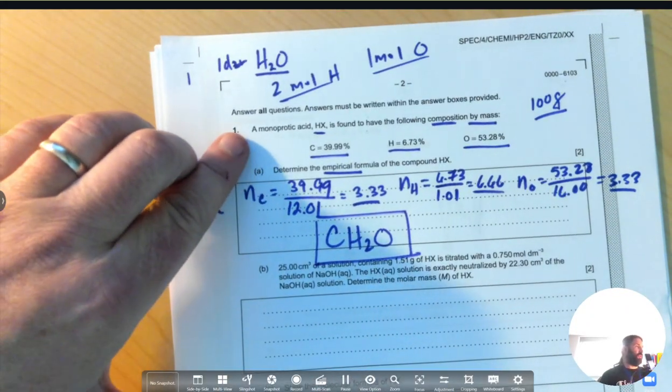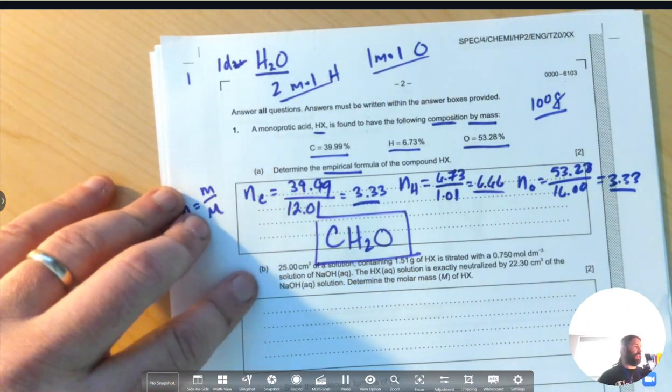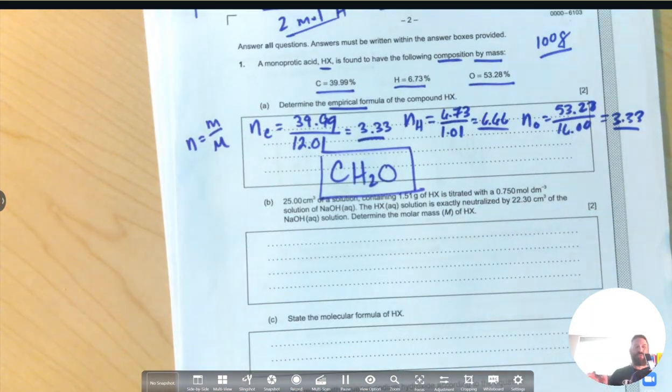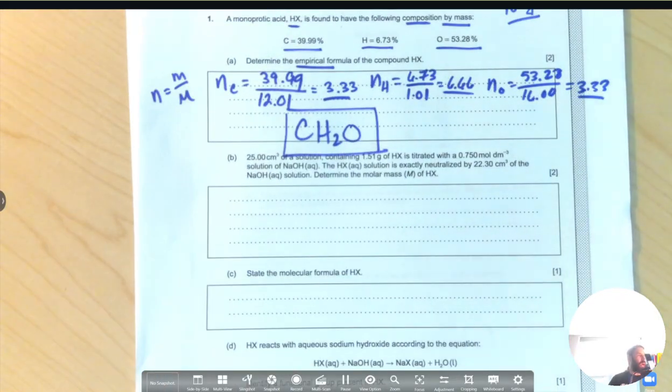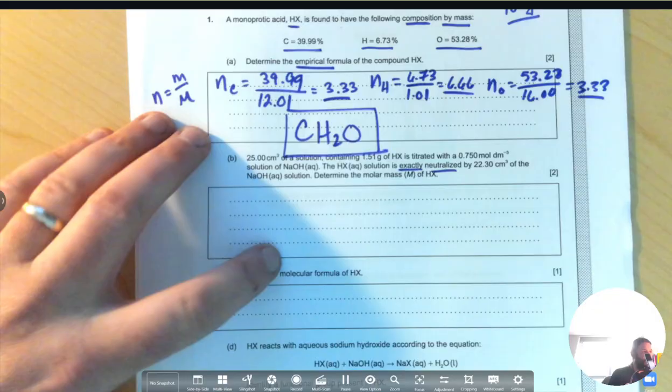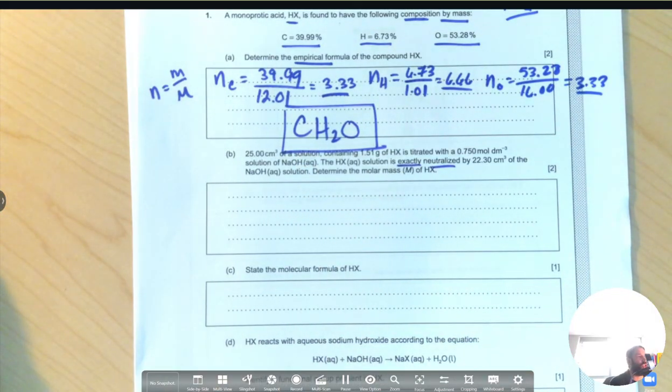All right, now notice here we have question 1A and B. Something tells me that B, C, D, everything that comes after that for this question is going to be concerning this monoprotic acid HX. All right, so part B does say 25.00 cubic centimeters of a solution containing 1.51 grams of HX is titrated with 0.75 molar solution of sodium hydroxide. The HX is, key term, exactly neutralized by 22.30 cubic centimeters of the base. Determine the molar mass of HX.